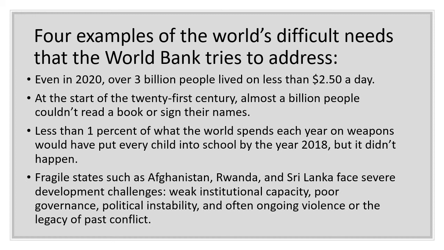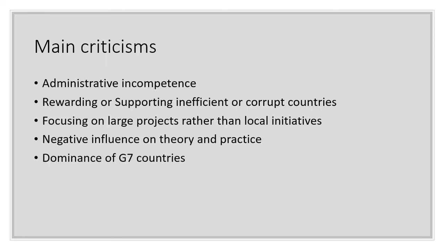The main criticisms of the World Bank include administrative incompetence, rewarding or supporting inefficient or corrupt countries, focusing on large projects rather than smaller local initiatives, a negative influence on theory and practice, and the dominance of the G7 countries in the operations of the World Bank. According to the Encyclopedia of the New American Nation and the New York Times, the World Bank is criticized primarily for the following reasons. Again, administrative incompetence.